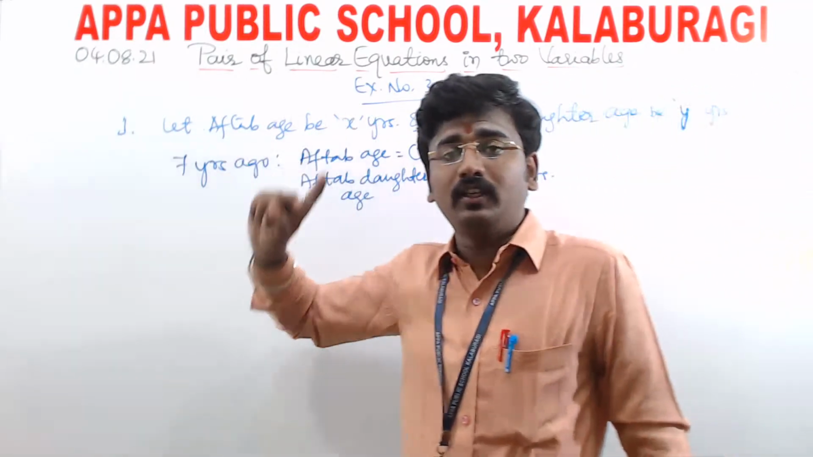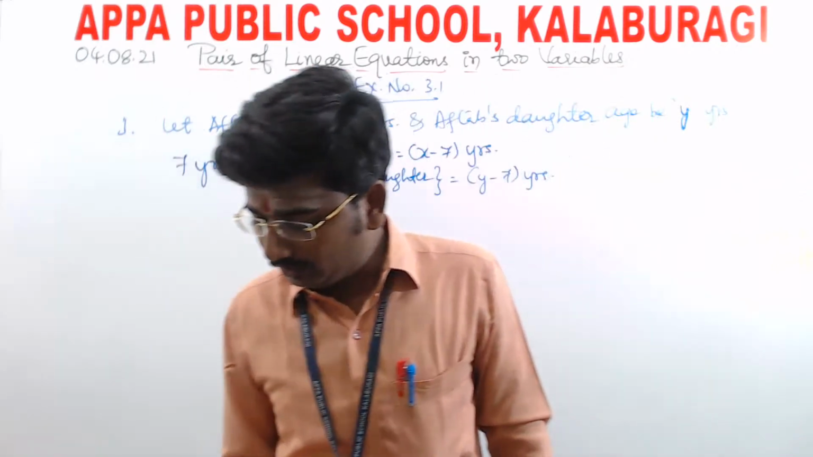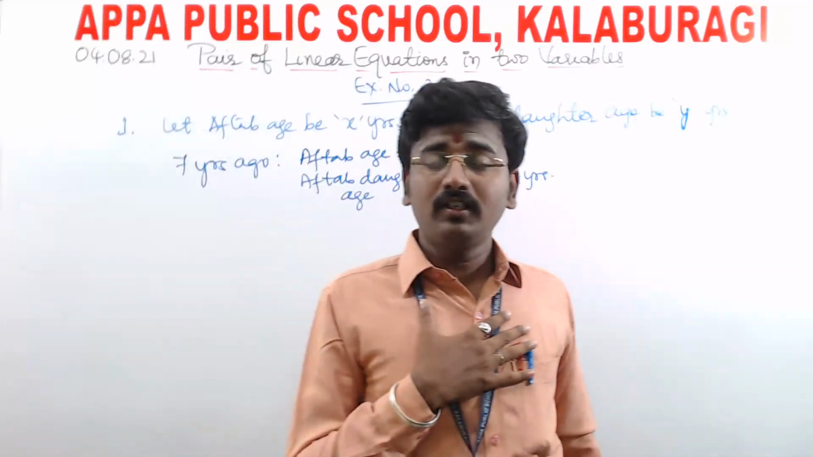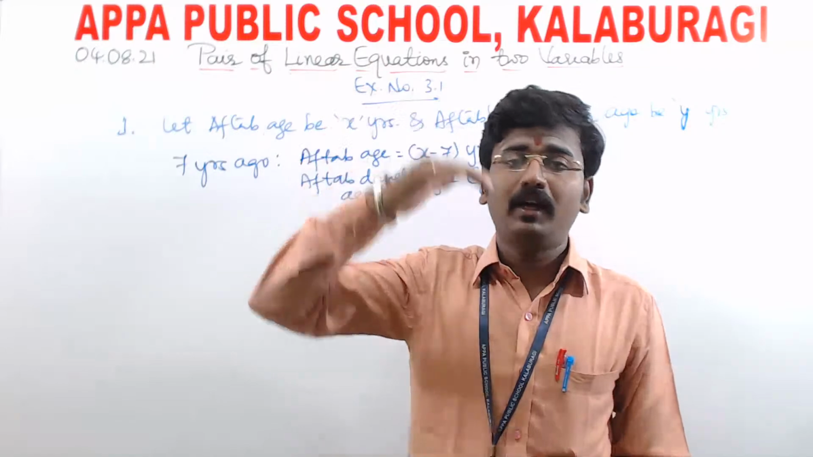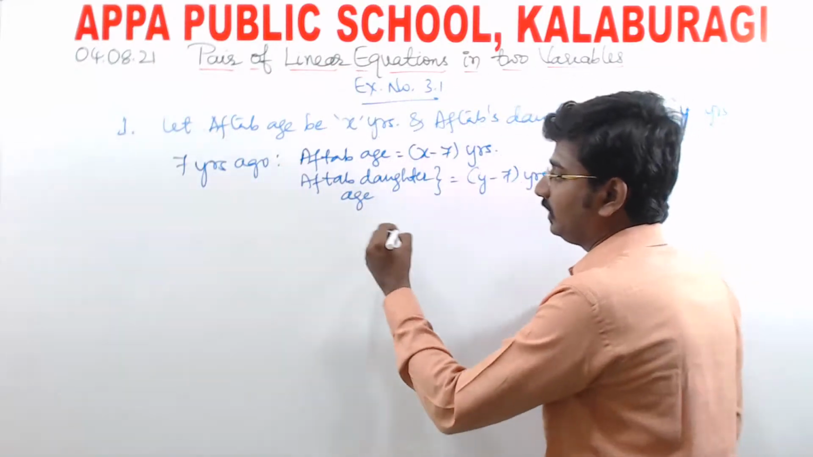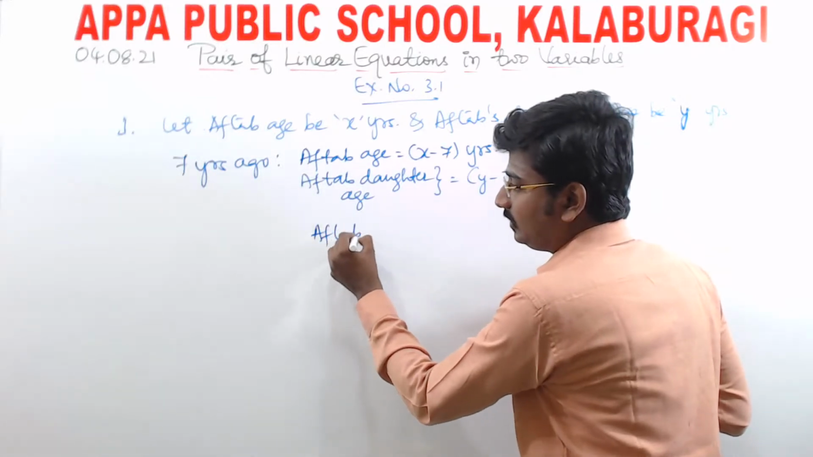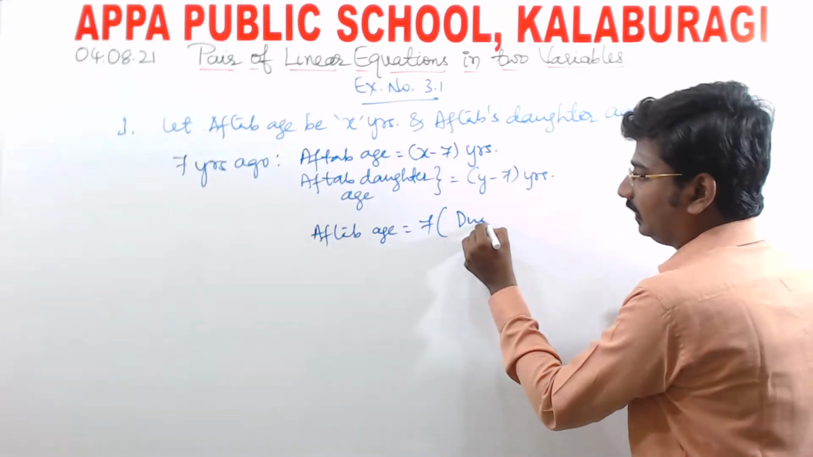Now what Aftab was saying is: 7 years ago, my dear daughter, my age was 7 times your age. 7 years ago, my age was 7 times your age. Then according to the question, Aftab's age will be equal to 7 times the daughter's age.